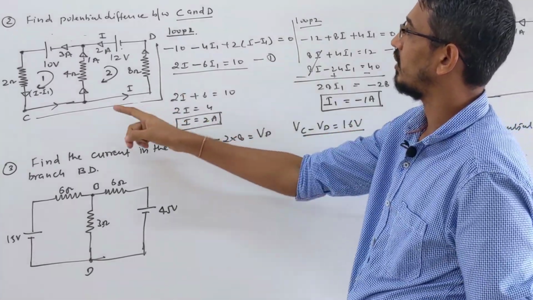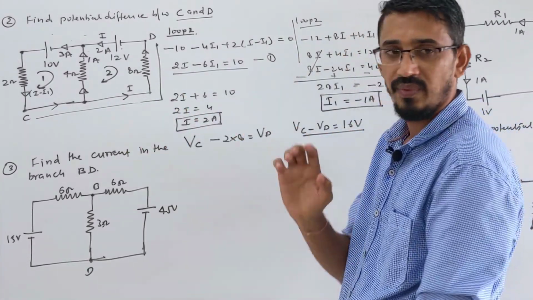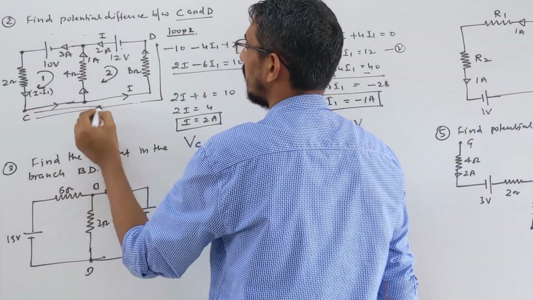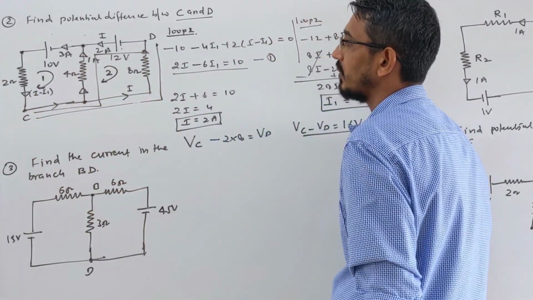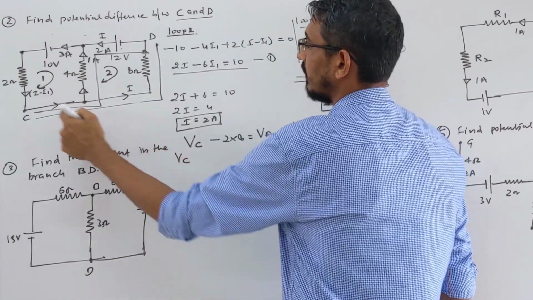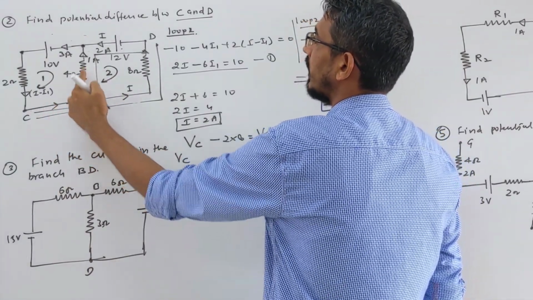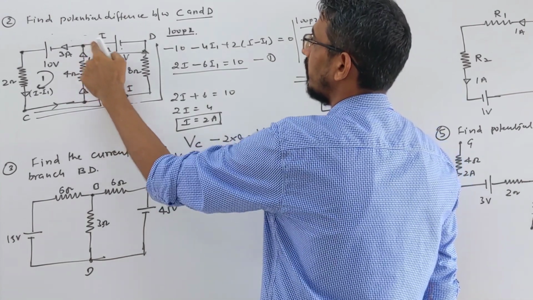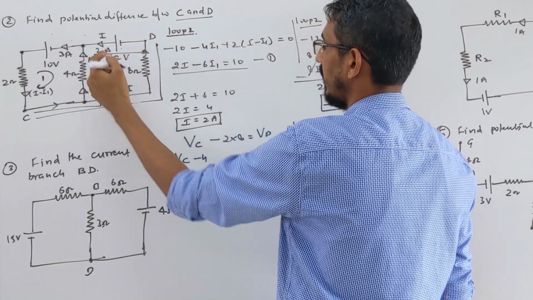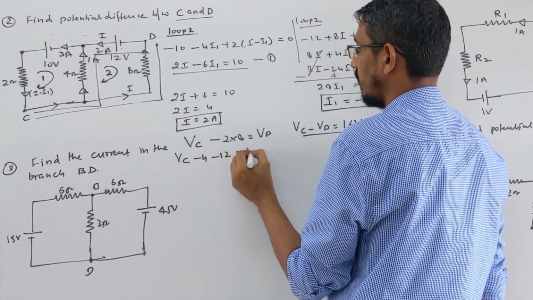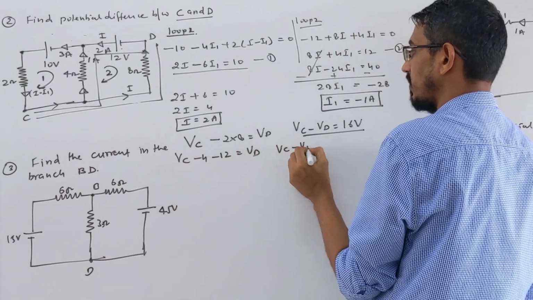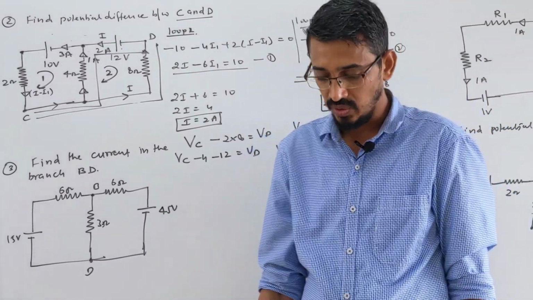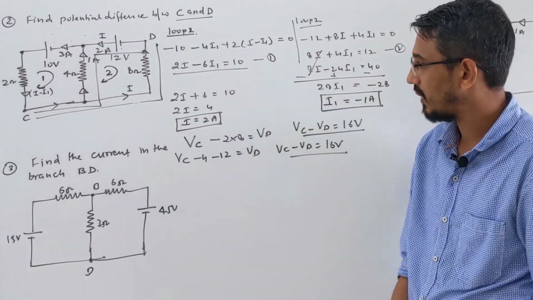Now you go any path, you should get exactly the same answer. We will try one more path. Suppose you go from this path here, then you come here. You start from VC, then you went here in the direction of current, so minus 4 into 1, so 4 only. Then you came here, this is a battery, minus 12 is equal to VD. So VC minus VD is again 16 volt. Any path you go, the answer will be the same, because potential difference doesn't depend on your path.